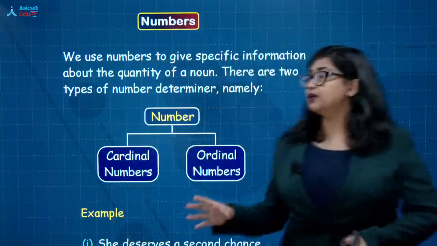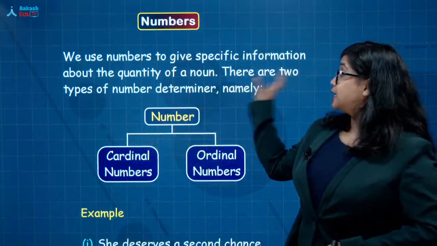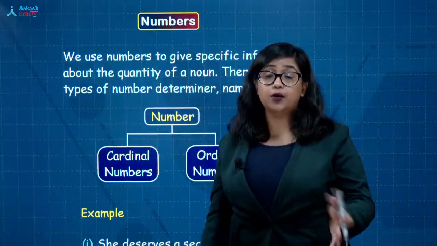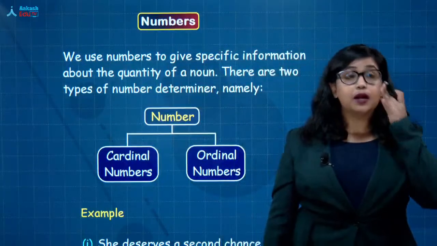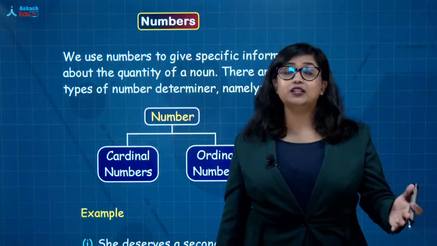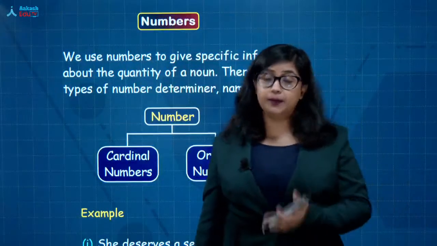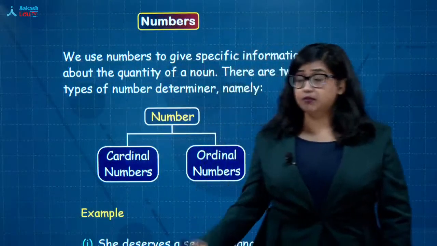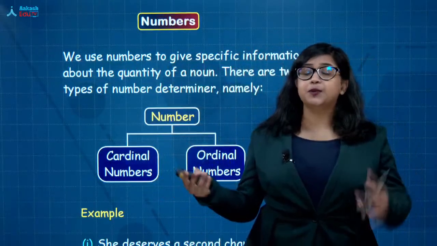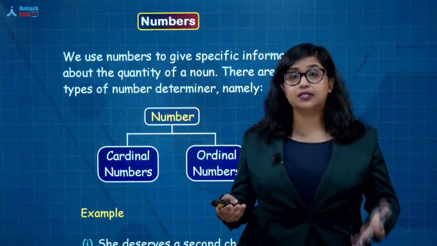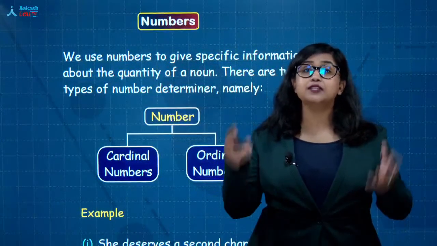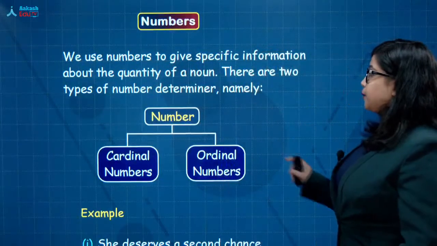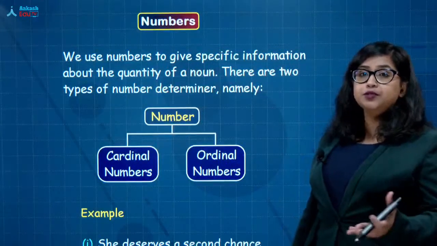Now, the word numbers gives specific information about the quantity of a noun. Like the example that I gave you below. Please go to the market and get a kilo of rice. Please get a packet of rice. Get me a packet of pulses. Get me 3 cartons of milk. So, when I use numbers, as you can see, they talk about the specific quantity of the noun.